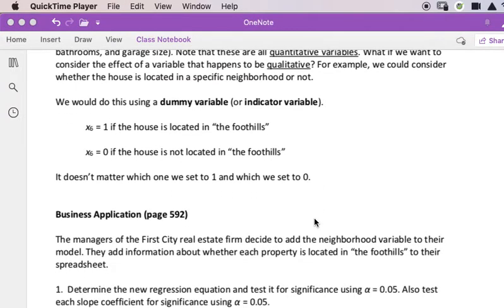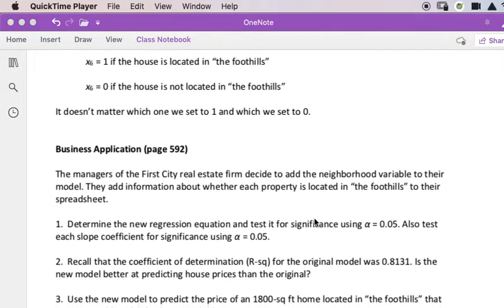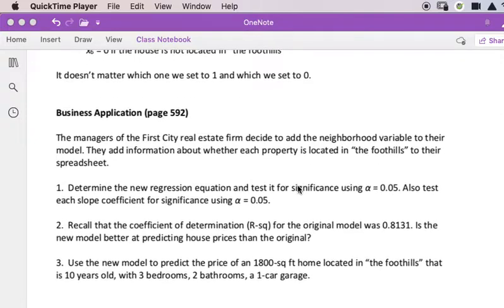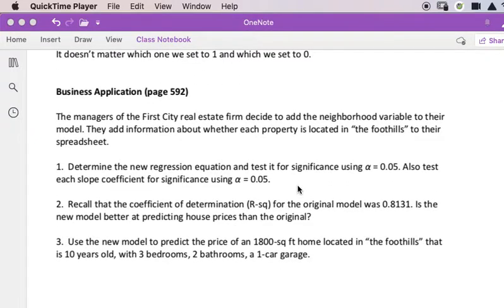So we're going to continue our First City real estate problem here. They've added the neighborhood variable to their spreadsheet, and they've added the information about whether each property is located in the foothills or not. So we're going to find the new regression equation, test it for significance, and test each slope coefficient for significance. Then we're going to compare the r-squared value, the coefficient of determination, to that of the original model to see if the new model is better. We are also going to use our new model to predict the price of a home.